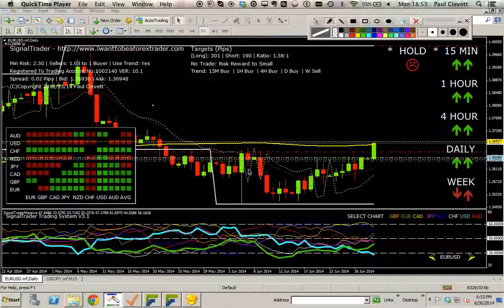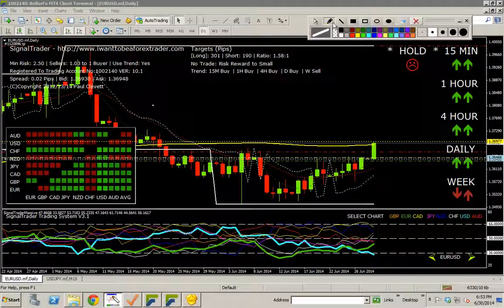This is called the SignalTrader Forex trading system. It basically takes MetaTrader 4 and changes it around a bit, so I'm going to take you through all the different parts of it. Now this is the Euro USD chart, and it's got a number of indicators and things going on. So let's start over here with the heat map.